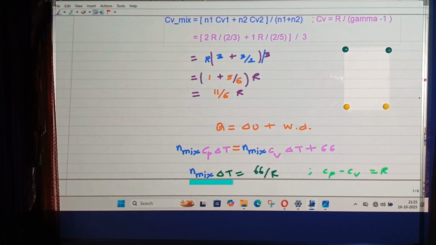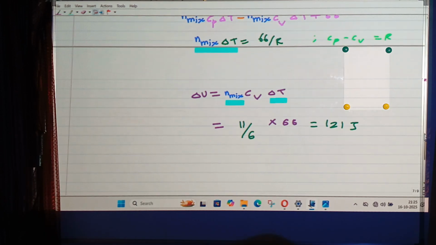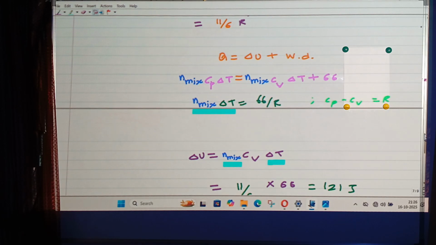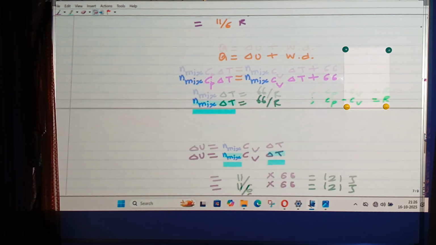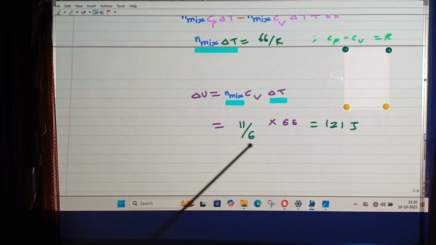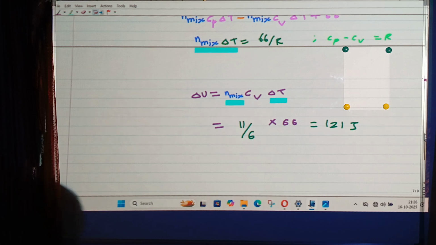So you'll find delta U. Delta U is N Cv delta T. N delta T is 66 by R, and Cv of the mixture is 11 by 6 R. So 11 by 6 R, and this R will cancel. So 11 by 6 times 66 is 121 joules.